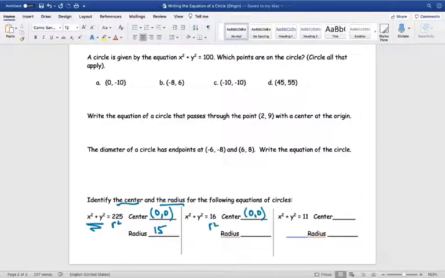This 16 represents r squared, so the radius will just be 4. Again, my center is at 0, 0. Now remember, 11 is your radius squared. You have the square root of 11 as the actual radius. And remember, on your quiz, you're going to write square root 11 to show that on the quiz.